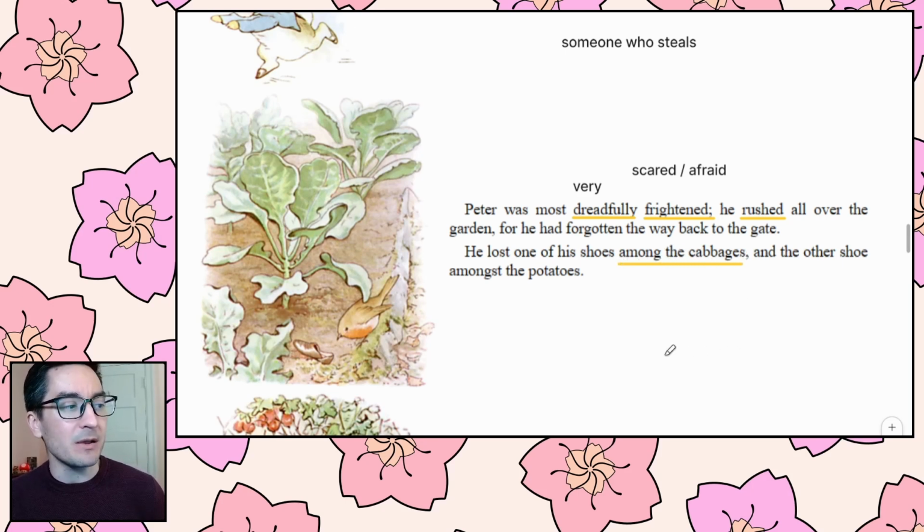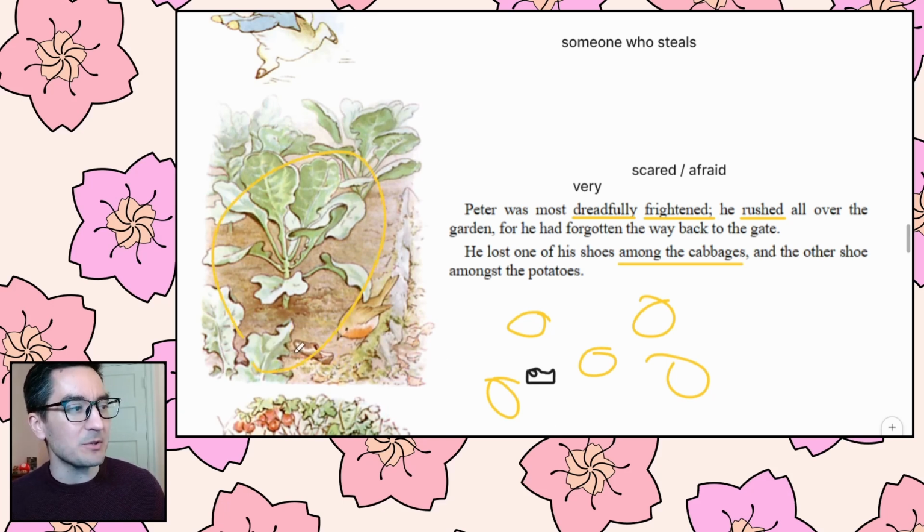So among means there are many things around. So these are the cabbages, and his shoe is somewhere inside there, just like in the picture. So here's his shoe among the cabbages. There are many cabbages all around. Okay? And the other shoe amongst the potatoes.